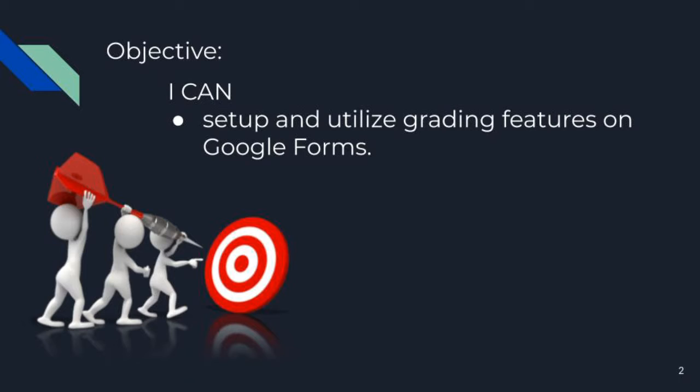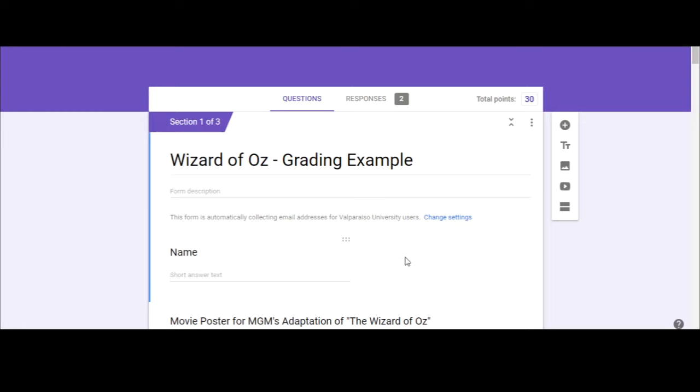By the end of this training, you should be able to set up and utilize grading features on Google Forms. One of the greatest benefits for educators using forms is the ability to set up automatic grading on some items and greatly speed up manual grading. However, before we can do that, we will have to change a few settings in Google Forms. We will use the previous example form and build upon it to show these features.